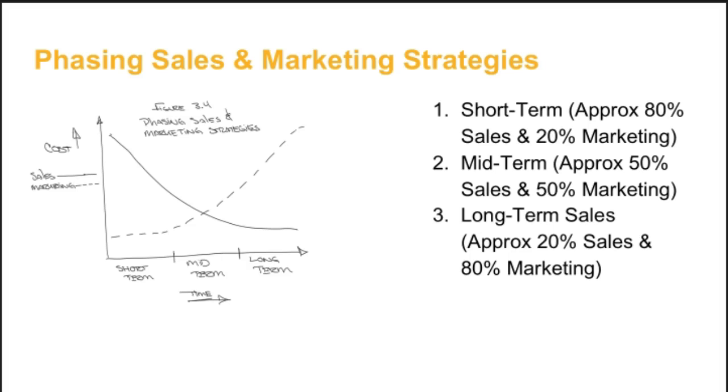As you move into the midterm, these budgets and results generally balance out at about 50% sales and 50% marketing. And then as you move into the long term, the imbalance generally shifts towards marketing, which now accounts for 80% of the budget and results, and direct selling accounts for about 20%. Additionally, in the long term, marketing strategies and tactics become more diverse and sophisticated. Existing channels are optimized and become more efficient, and new channels are introduced.